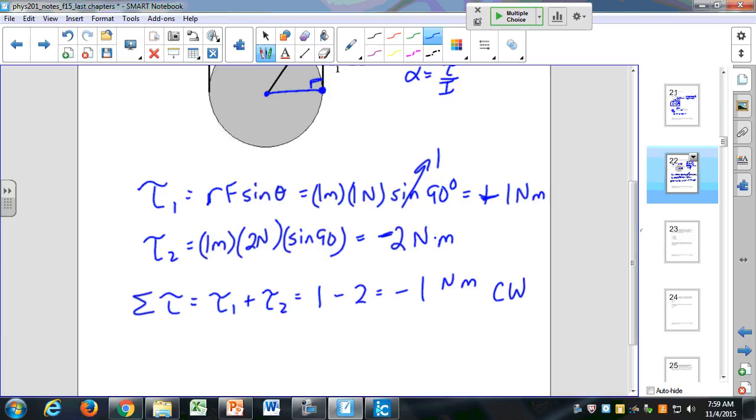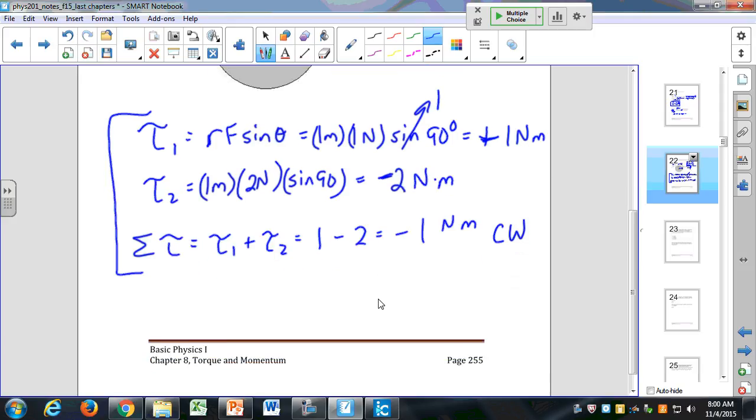All right, now I also want to know what is the moment of inertia. So this is our first step, finding the net torque. The second step is to find the moment of inertia. For a cylinder, it's 1/2 mr squared.